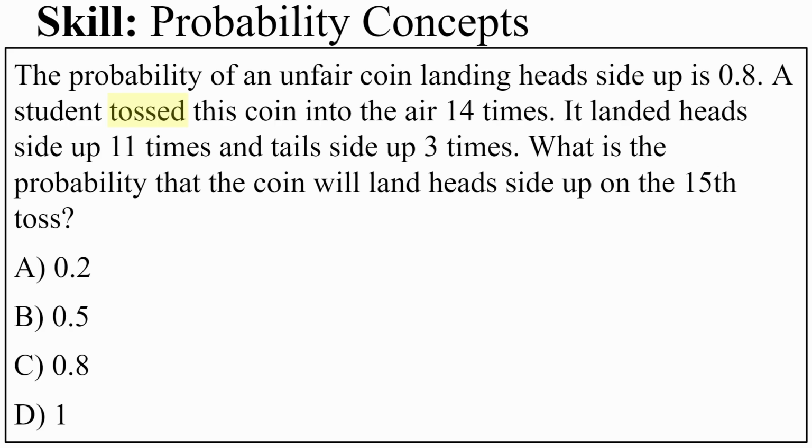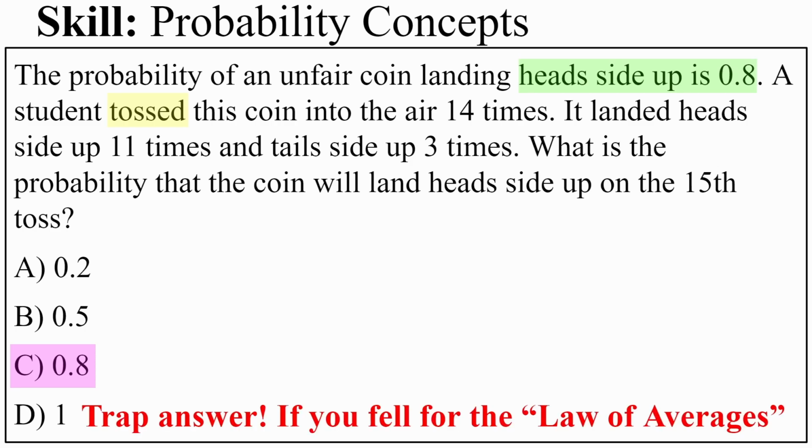So the probability of it being heads on the next toss is completely independent. The coin doesn't have a memory. It's not going to remember all the results from before or anything. So all that's completely irrelevant. It's just a distractor, a red herring. The probability of it being heads is 0.8. On any toss, on any new toss, the probability of it being heads will be 0.8. So the answer is C.